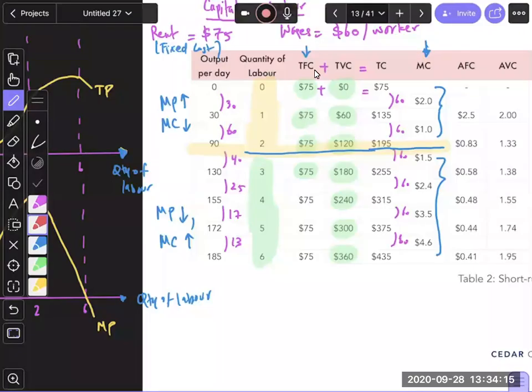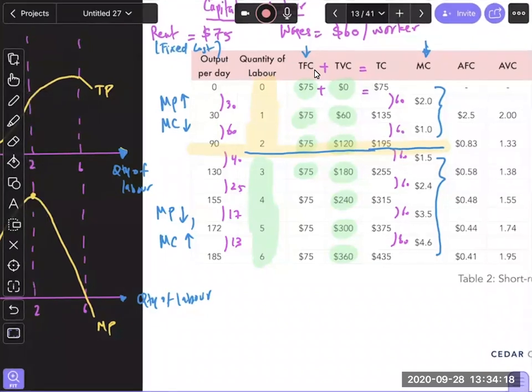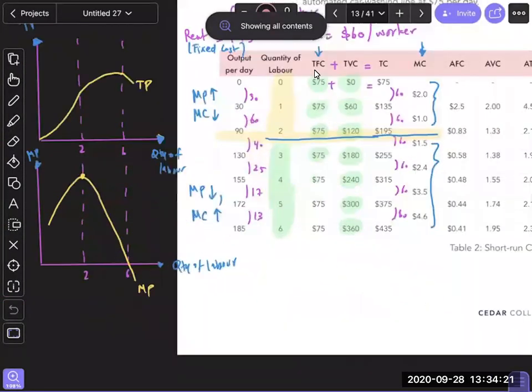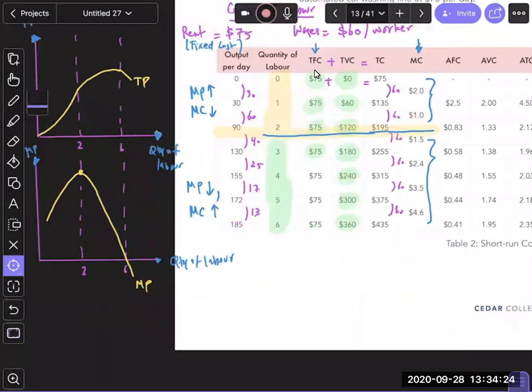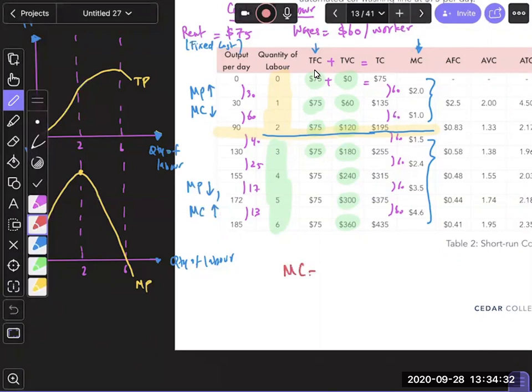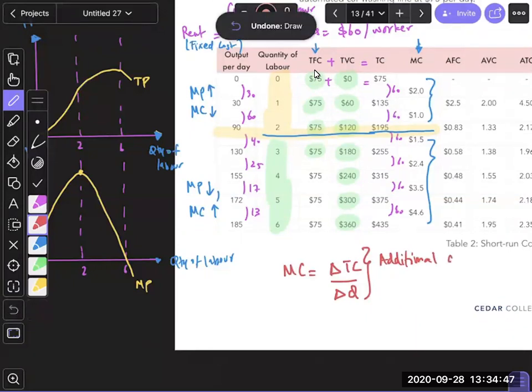So what is marginal cost? Let's write the formula. Marginal cost is really important for us to understand, just like MP is important. One thing is certain: when MP is going up, MC is going down. When MP is going down, MC is going up. MC is the change in TC over the change in quantity of output. In other words, MC is the additional cost for 1 extra unit of output.